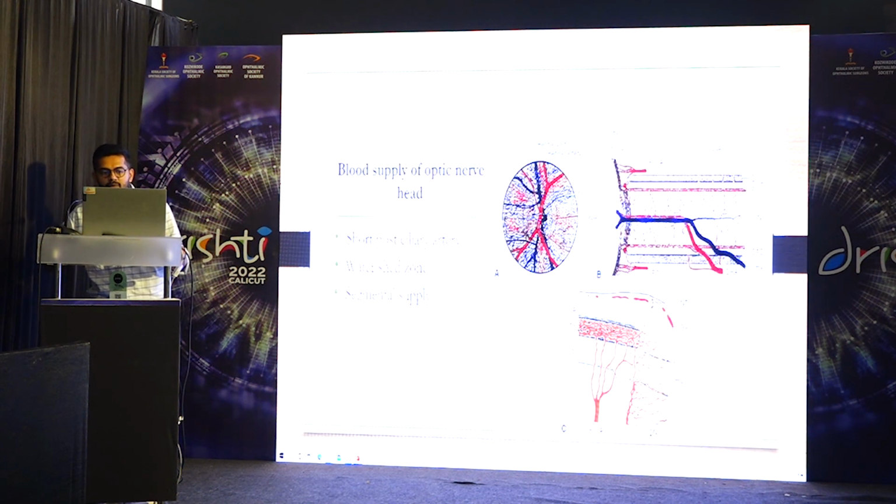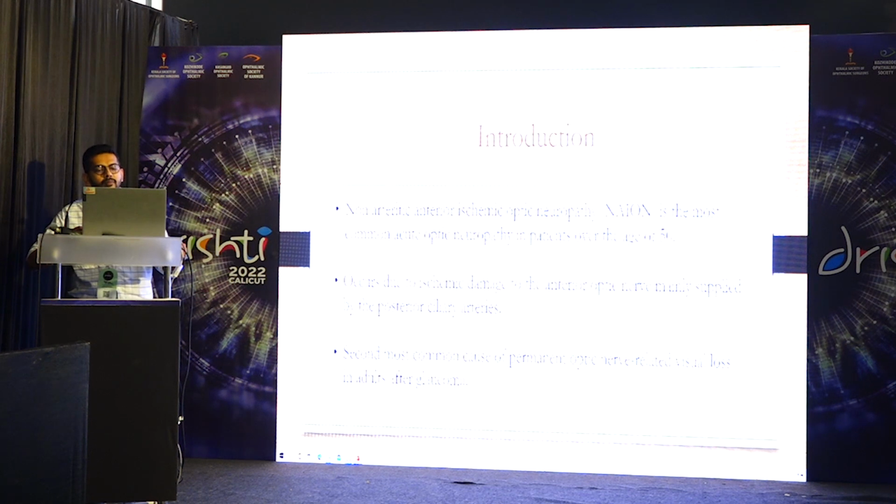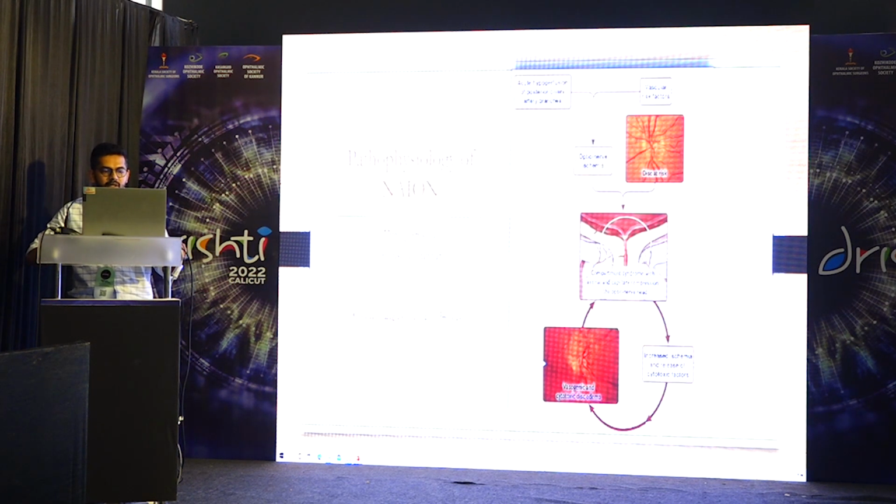The blood supply of the optic nerve head is by the short posterior ciliary artery, and it forms a watershed zone that makes it very vulnerable to ischemia, and it also has a segmental supply. AION can be divided into arteritic and non-arteritic. Non-arteritic ischemic optic neuropathy is the most common acute optic neuropathy in patients over the age of 50. The pathophysiology is commonly hypoperfusion, though rarely occlusion through an emboli can occur.